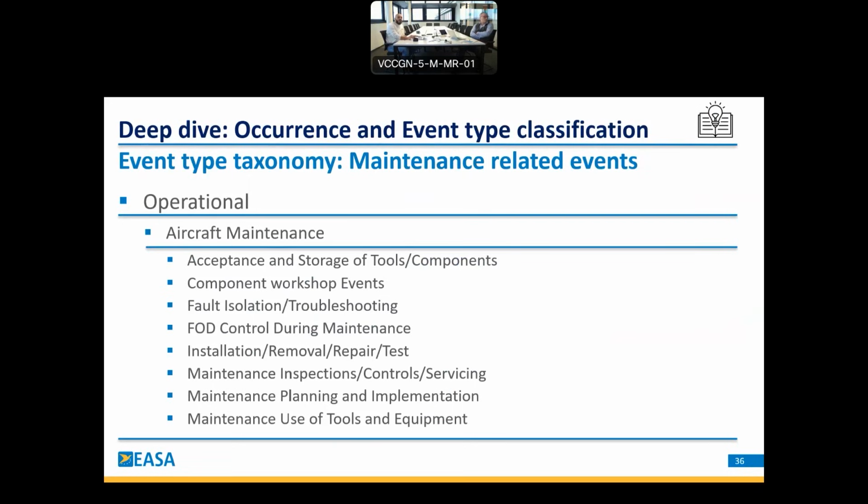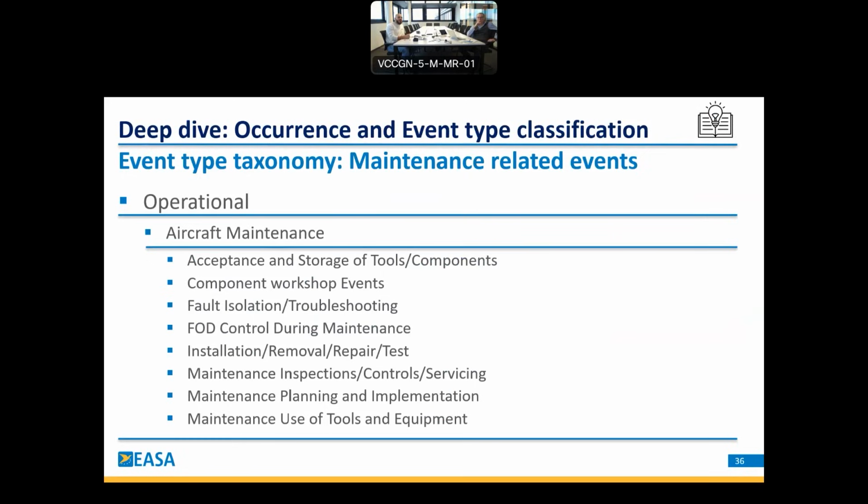So aircraft maintenance is located under operational, and then you have this level 3. I have omitted level 4 for simplification purposes, and you have this list of events, such as storage of tool and component workshop events. In case there is some problem with repair of a component, then you have fault isolation and troubleshooting. So if something has not been identified during the fault isolation, there is a more specific code under that. Fault control during maintenance, installation, removal, repair, and test. This is where we get most of the codes. So incorrect installation by maintenance would be coded there.